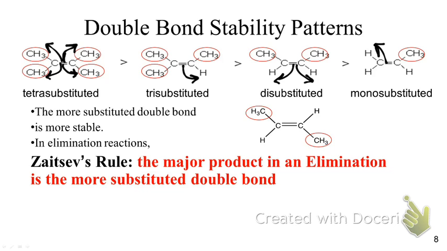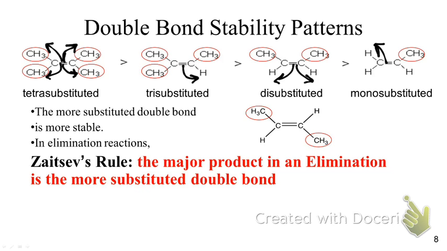Why do we call it tetra, tri, and di, and mono, all that? We'll look at the groups attached to the double bond. If those groups are not hydrogen, we count those as a substituent. So in the case of that first one, we've got 4 methyls, tetrasubstituted. Why does this become relevant?